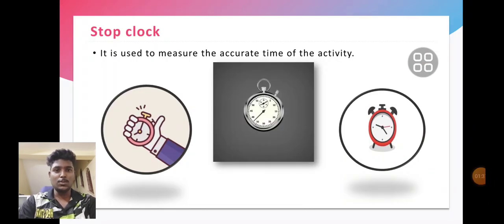Now we are going to see the second one, stop clock. A clock and a stop clock are literally different, but the stop clock is within the clock. So just think, we can measure the time. It is used to measure the accurate time of the activity. For example, if an athlete is running a 100-meter race on the track, it will be measured accurately with the help of a stop clock.